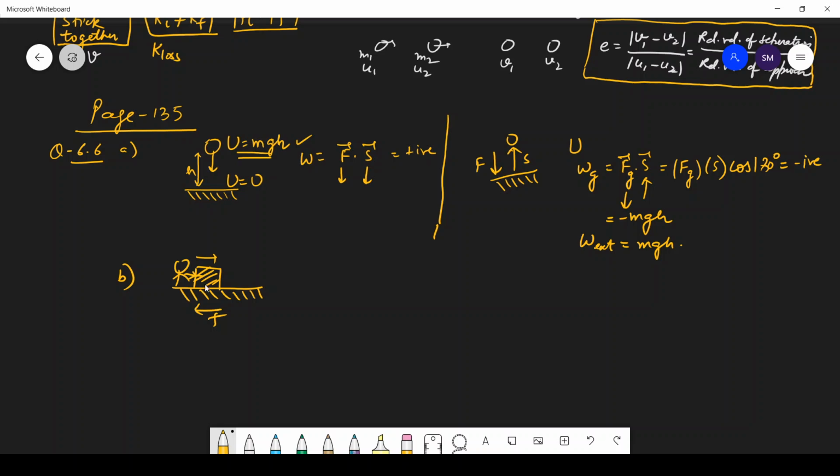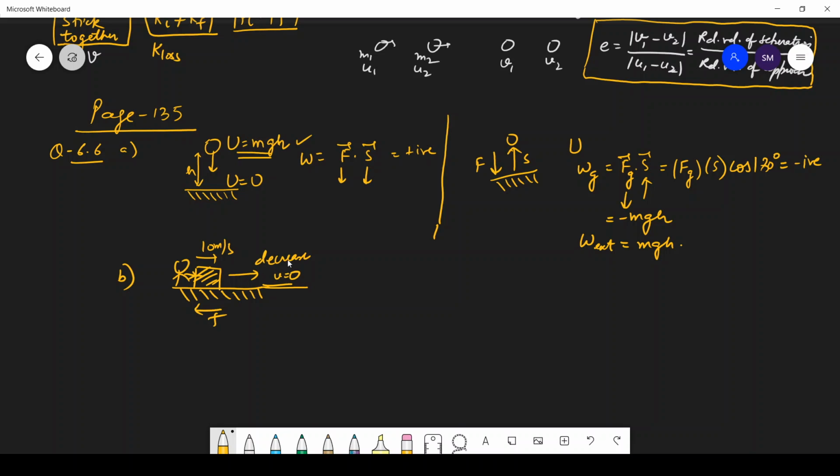Now what will be the result? Suppose after pushing it, this is moving with 10 meters per second. What will happen if I leave this block? Will its speed increase or decrease? Decrease. So the speed decreases, and it will come to 0.